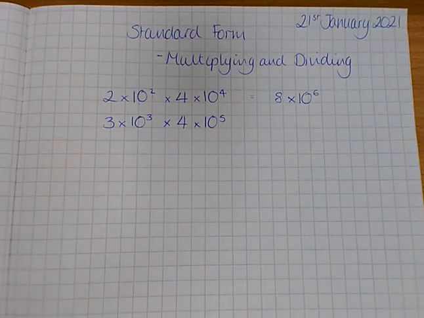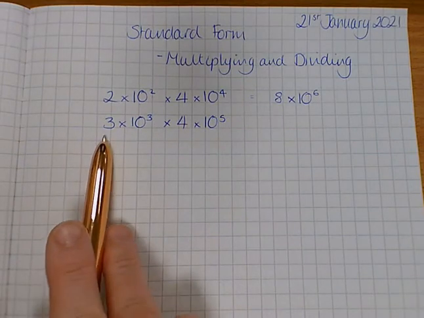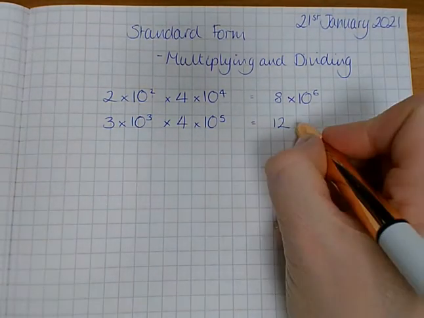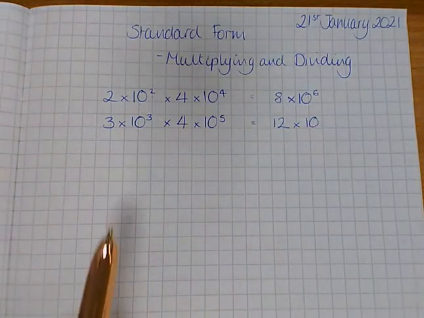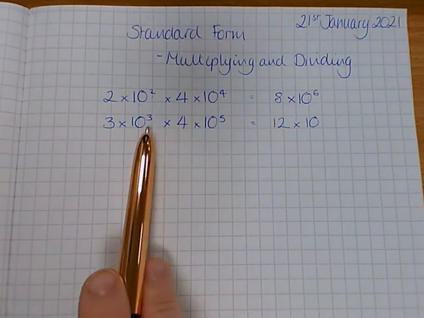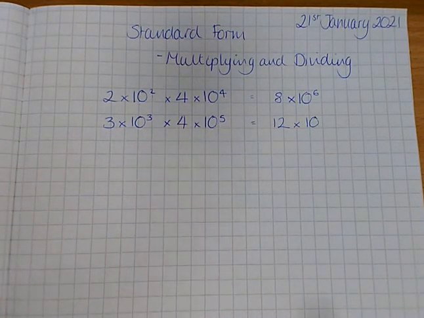Looking at the second example, we've got 3 times 10 to the power of 3 multiplied by 4 times 10 to the power of 5. So again, I'm going to multiply my 3 and my 4 together. That gives me 12. Then I've got to think about the powers of 10. I've got 10 to the power of 3 multiplied by 10 to the power of 5. As I'm multiplying, I'm going to add the indices, so 3 plus 5 gives me 8. So I've got 12 times 10 to the power of 8. Now, you might have already spotted that this 12 does not satisfy the rules of standard form because that number needs to be less than 10.